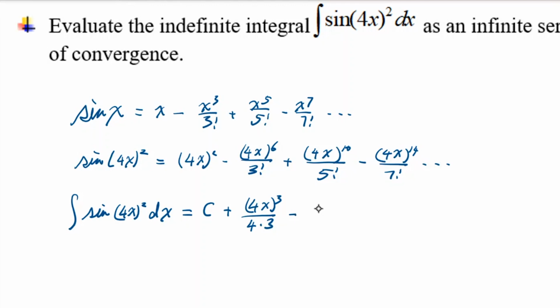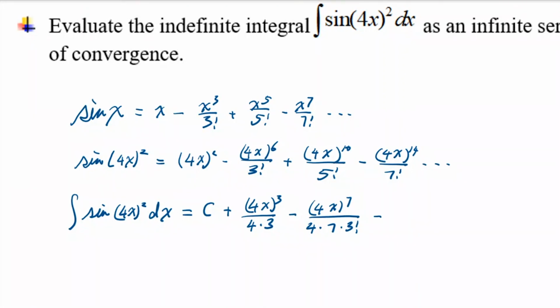Okay, minus. Here is 4x to the 7th. So we'll have 7 here, and that 4 still has to be here. And then we had 3 factorial. Did I forget to put 3 factorial here? No, it's the first term, so we still have 3 factorial here. Good. The first term did not have any denominator.